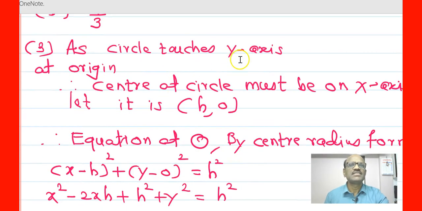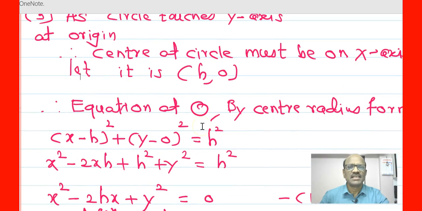As the circle touches the y-axis at the origin, the center of the circle must be on the x-axis because the y-axis is tangent to the circle. Let that center be (h, 0), because the y coordinate is 0 as the center is on the x-axis. The equation of the circle by the center-radius form: (x minus h) whole square plus (y minus 0) whole square is equal to h square.